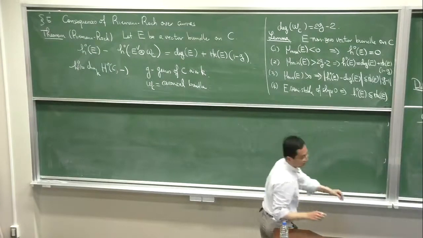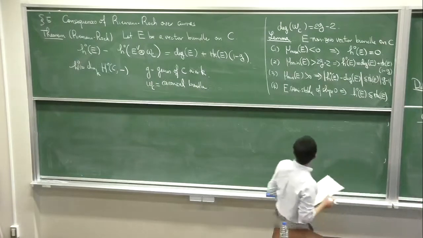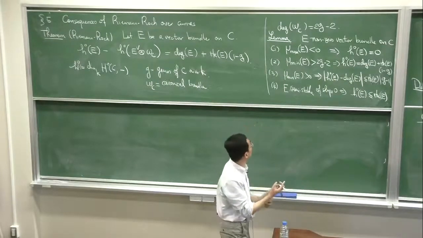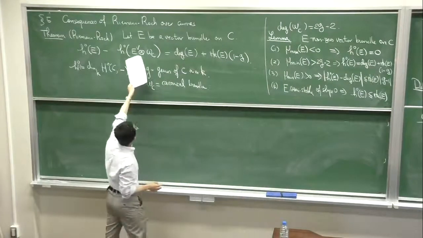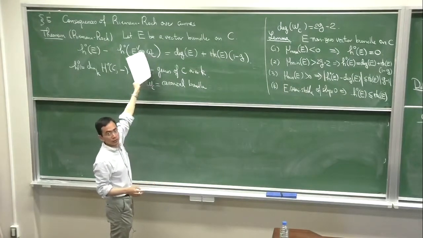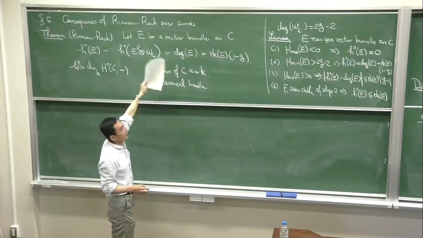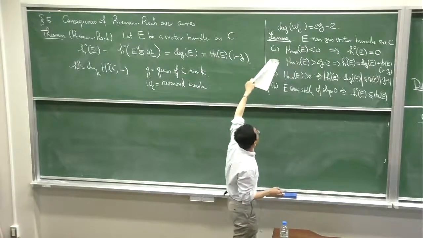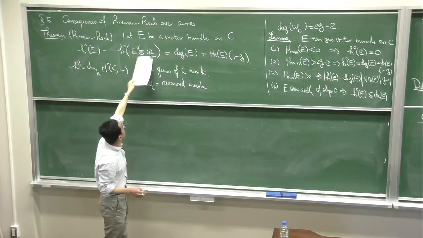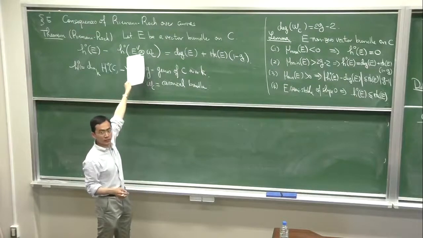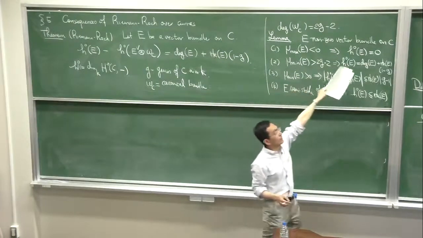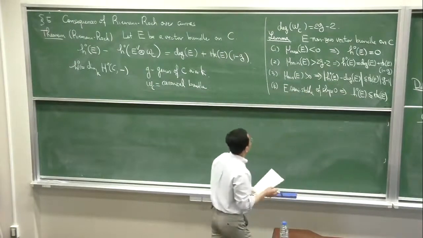And for the second statement, if mu min of E is greater than this one, you can compute mu max of E dual tensor omega_C, which is mu max of E dual plus the degree of omega_C. And then you know that the degree of omega_C is 2g minus 2, and you know that mu max of this bundle is negative, and so H0 is 0, and you can have this equality.